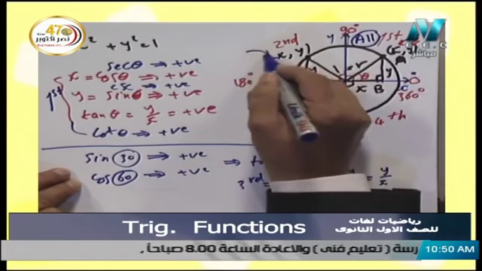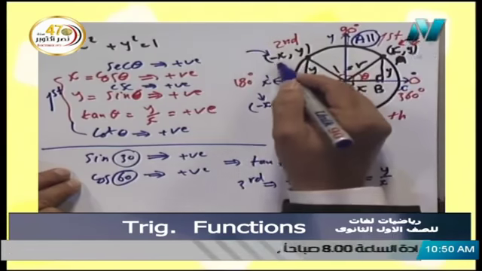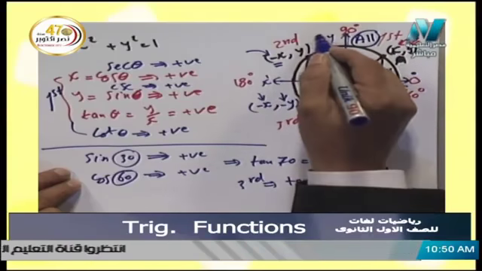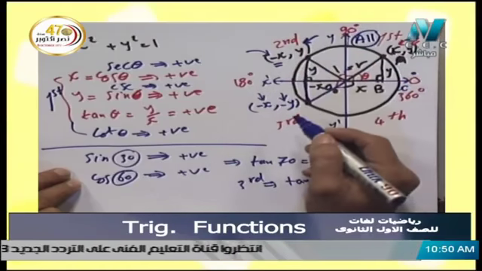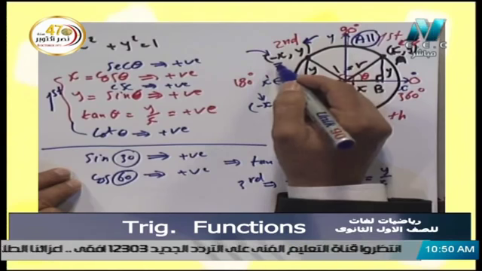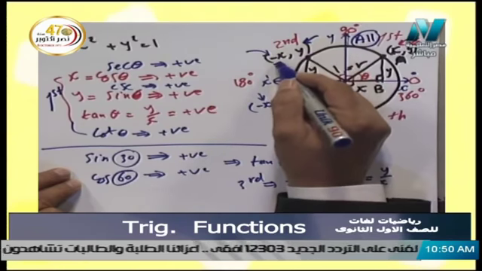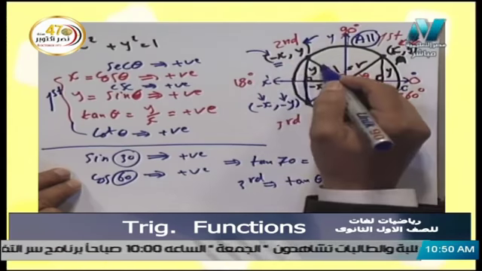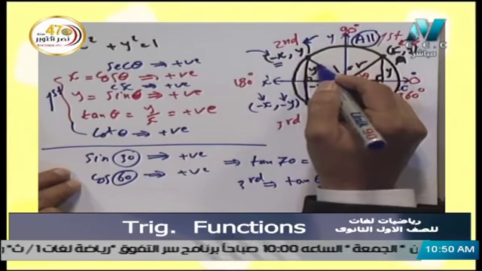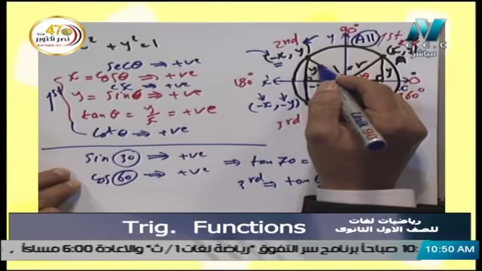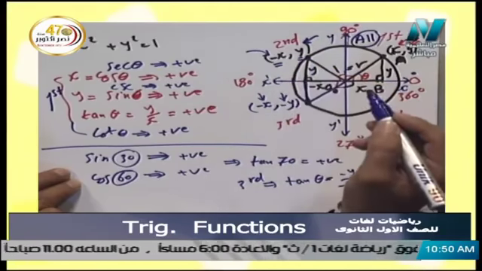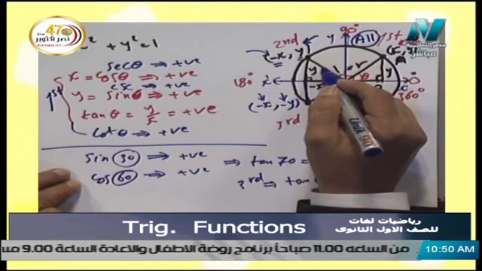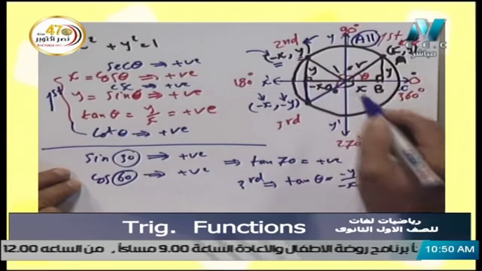We know that cosine theta equals negative x, so cosine here is negative, but sine here is positive, and tan of course is negative because tan equals y over negative x. Positive over negative will be negative. So in the second quadrant, sine only will be positive because it's y, but cosine is negative and tan is negative also.